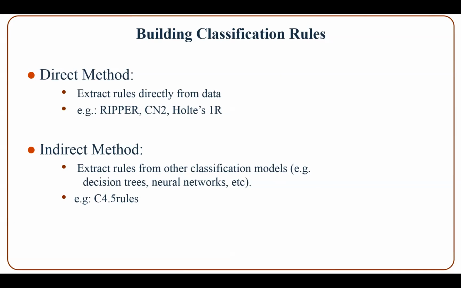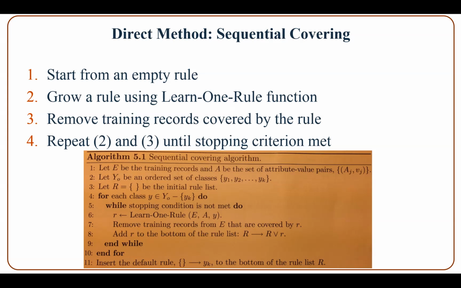In order to build classification rules, there can be direct method and indirect method. The direct method extracts rules directly from data, and the indirect method extracts rules from other classification models such as decision trees or neural networks. The sequential covering algorithm is usually used to extract rules directly from data.